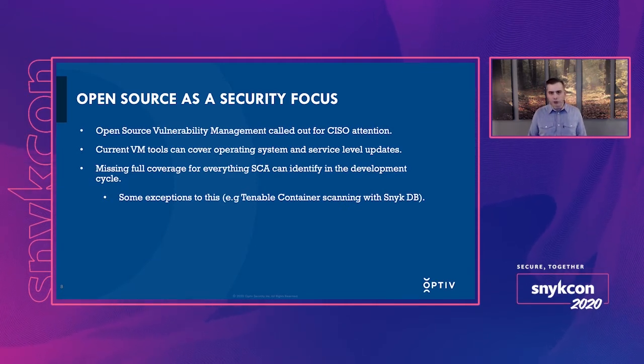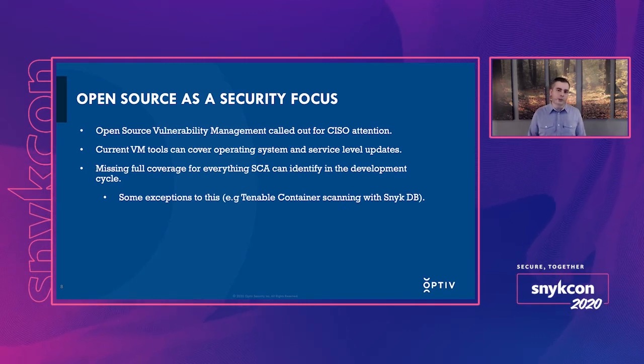Now, current VM tools obviously find vulnerabilities in open source operating systems and services, but they don't have the context to identify vulnerabilities in application dependencies. Obviously, SCA gives that to us. So what we need to figure out is how SCA-like capabilities, where SCA itself, can be introduced into the vulnerability management side of the house.